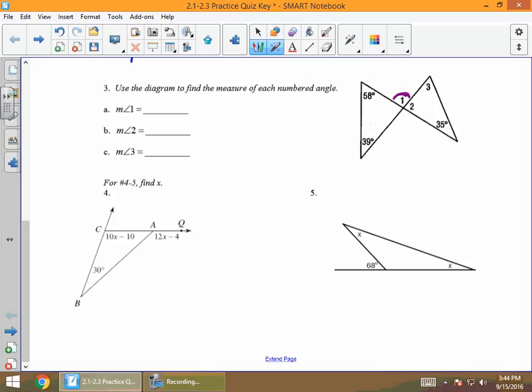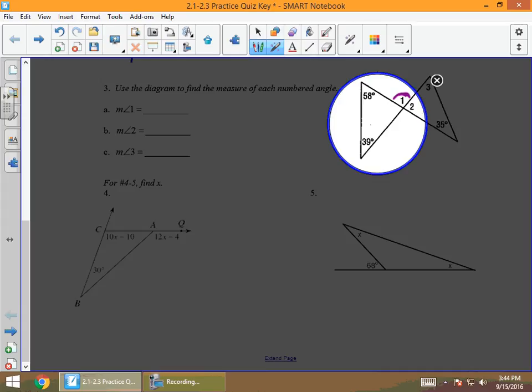So let me show you this one here. This is what I'm looking at. I'm just looking at this triangle. So as I look at just that triangle, I see that angle 1 is an exterior angle. It will be equal to the sum of the remote interior angles. So remember, remote interior. If all 3 angles in that triangle were a TV, only 2 of them would you need a remote to change the channel.